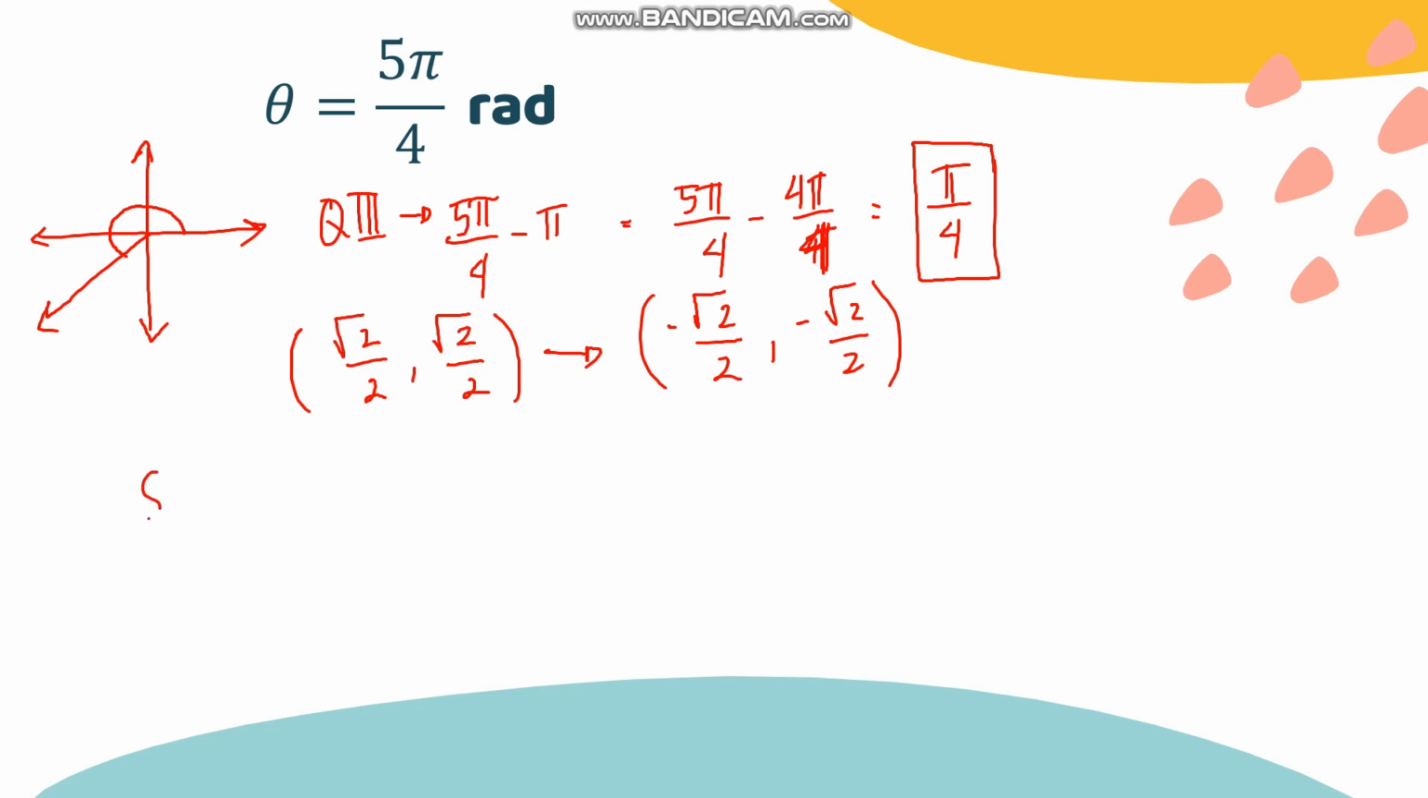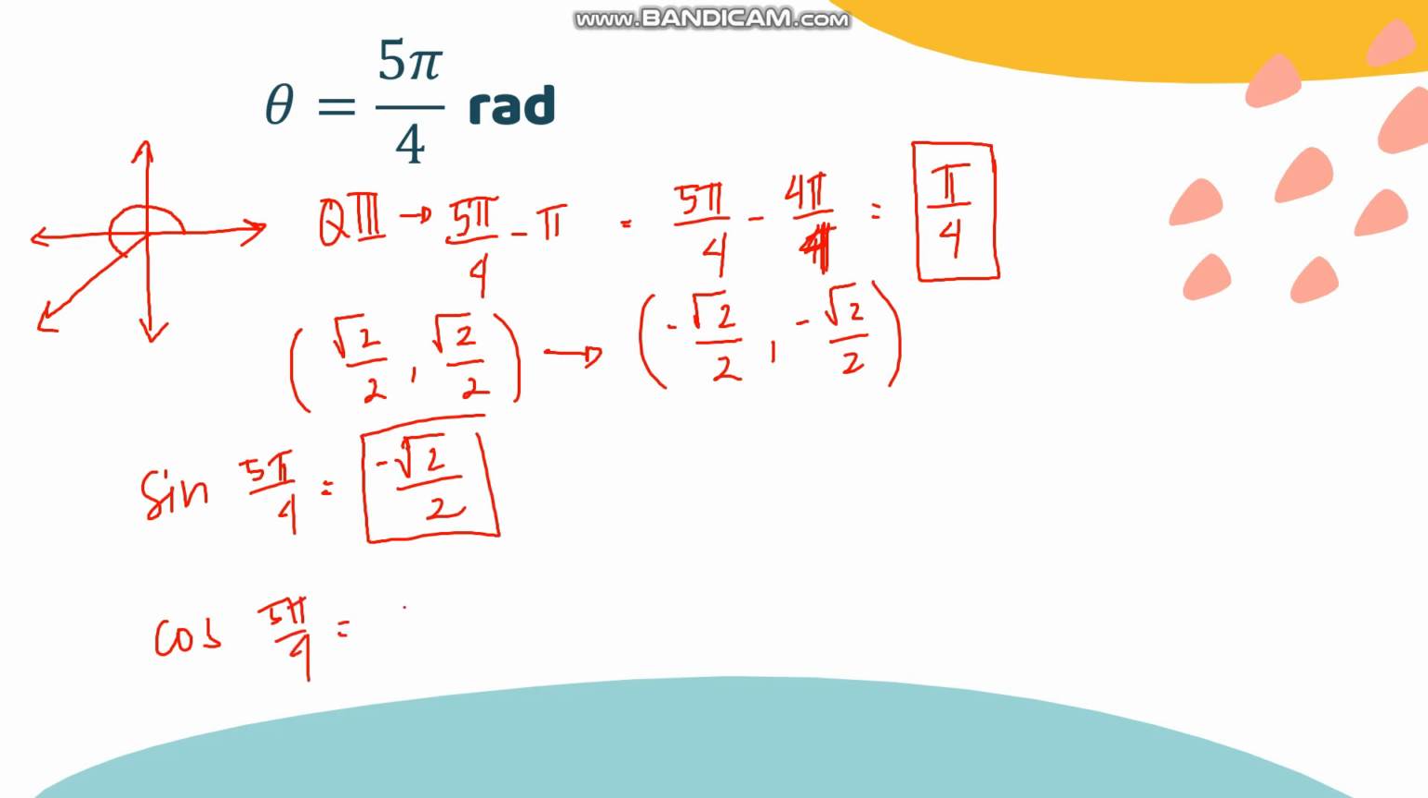And then let's now identify the functions. So sine of 5 pi over 4 is negative square root of 2 over 2. We're just getting the y-coordinate. For the cosine of 5 pi over 4, we'll just get the x-coordinate, so negative square root of 2 over 2. For the tangent of 5 pi over 4, you just have to divide y and x.